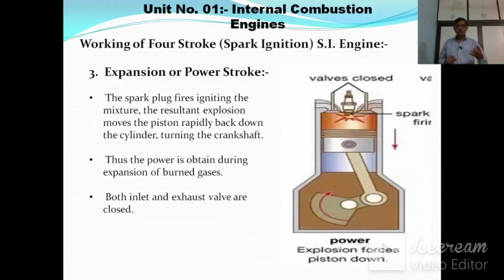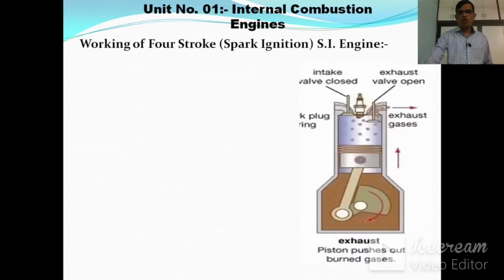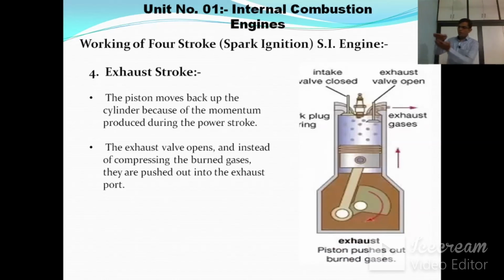Now our fourth stroke starts, which is the exhaust stroke. What exactly happens in the exhaust stroke? Due to the force applied by the burnt gases, the piston moved downward. Now, due to the momentum, the piston moves upward again. At that time the exhaust valve opens and all the burnt gases inside the combustion chamber are pushed out to the atmosphere through the exhaust valve. This is our fourth stroke.